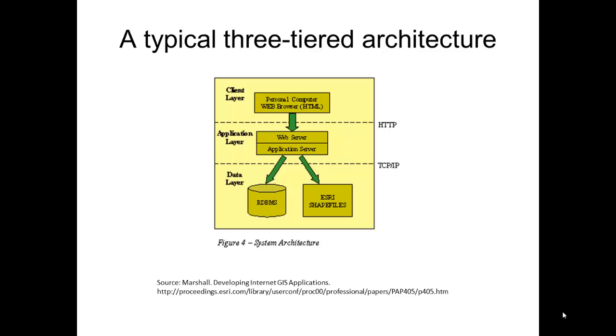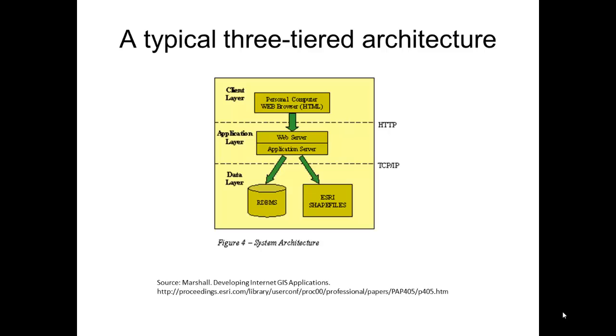Here's an example of a typical three-layered architecture. At the top, we have what we call our client layer, which is your web browser on your personal computer. You maybe have JavaScript running there, and Java applets embedded in your web pages. It's where the HTML is read, interpreted and displayed. We then have a layer which we may call the web server and application server layer.